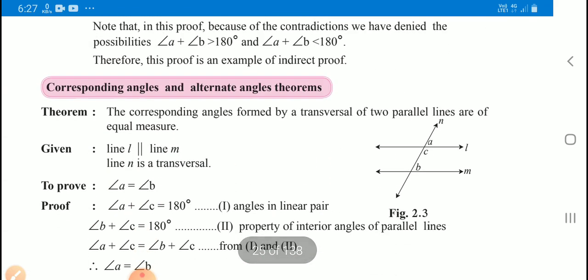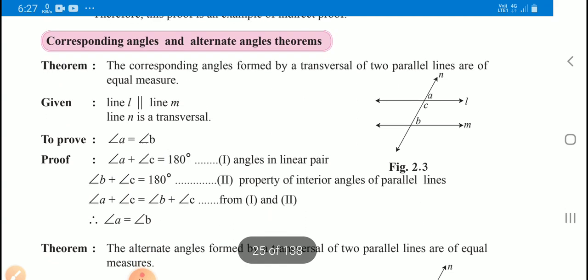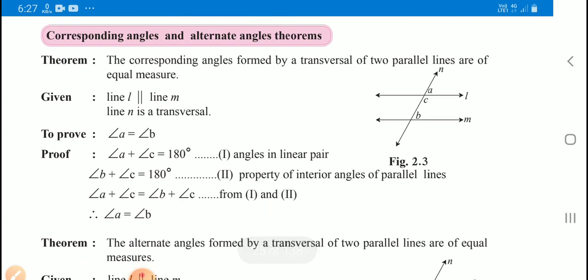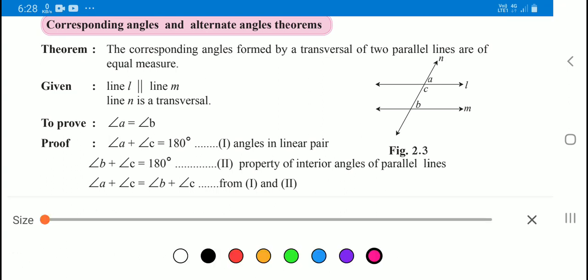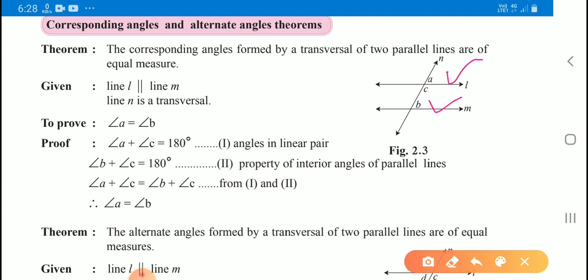Now here they have given the corresponding angle and alternate angle theorems. I will read the theorem: the corresponding angles formed by a transversal of two parallel lines are of equal measure. We had seen that by taking the example of 50 degrees as well as 60 degrees. Now here, what is given? Line L is parallel to line M, and line N is the transversal. What do we want to prove? The corresponding angles. Here, which are the corresponding angles? Angle A and angle B. We have to prove that these two angles are of equal measure, meaning they are congruent.